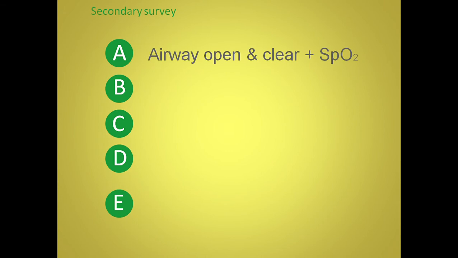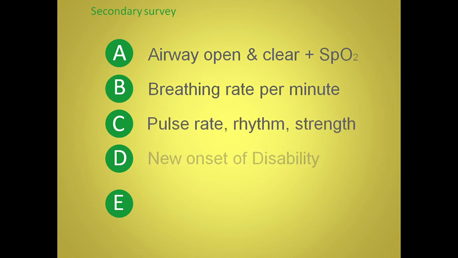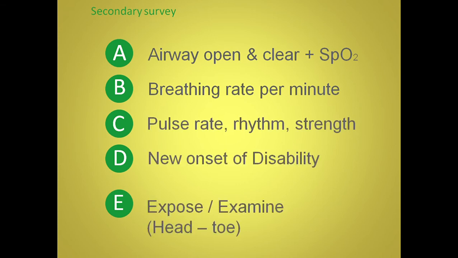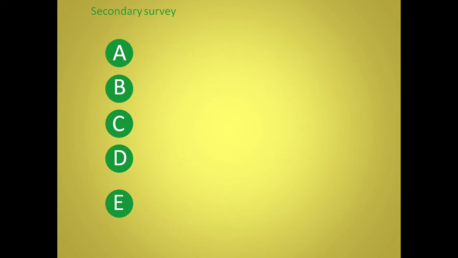So we're going to check that the airway is open and clear, and this can include using a pulse oximeter to get an SpO2 reading to check that they're not retaining high levels of CO2 and they've got adequate O2 in their peripheral blood. We're also going to check their breathing rate, their pulse rate, and find out again about that new onset of disability. And then we can look at exposing and examining to do that head to toe. So we're going to follow this stepwise approach all the way through. So let's look at this in a little bit more detail.